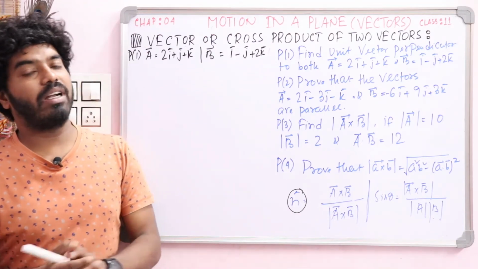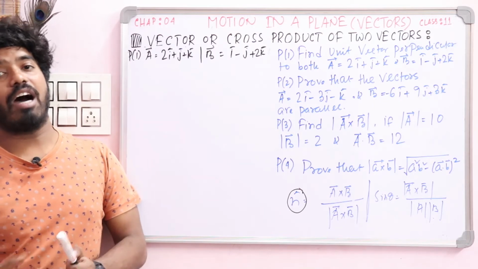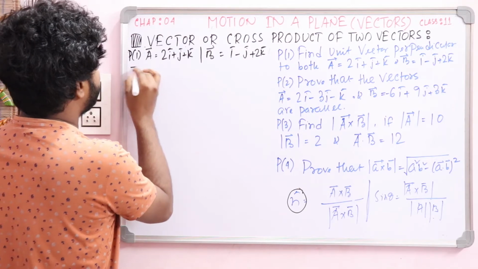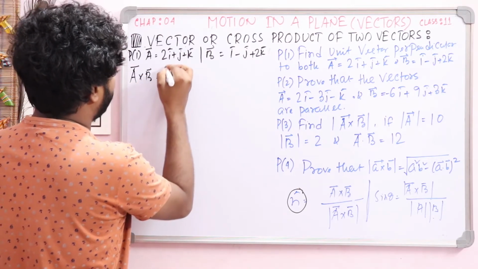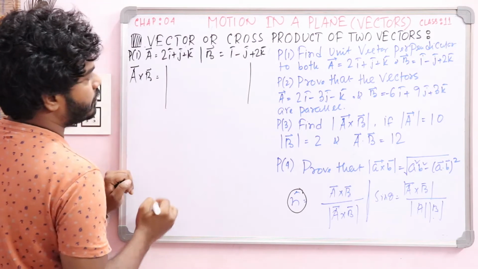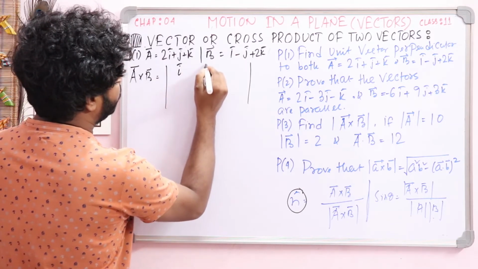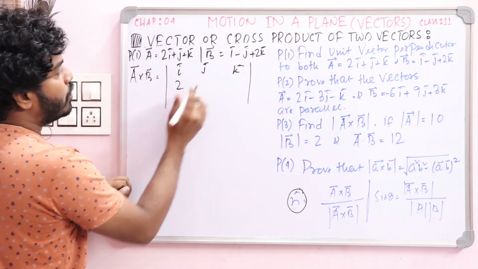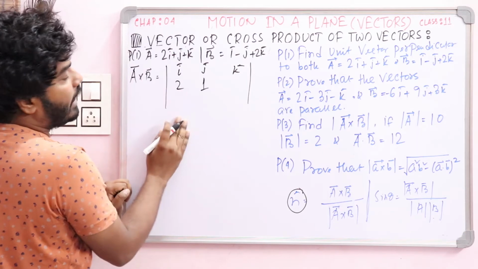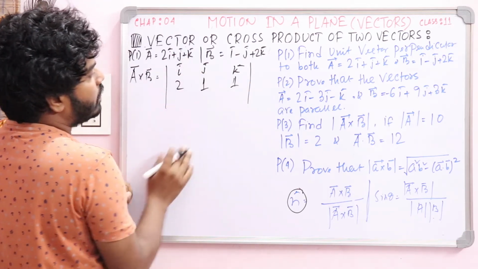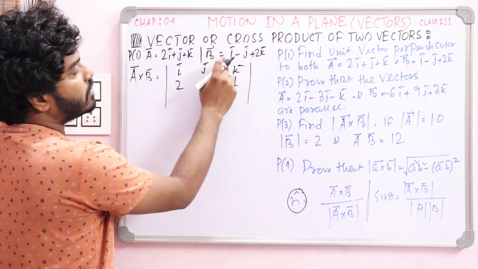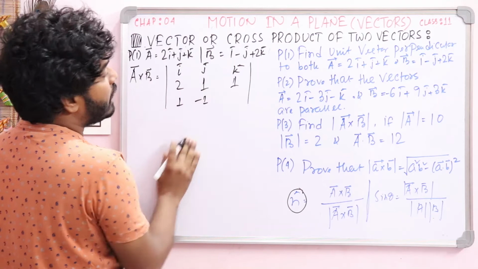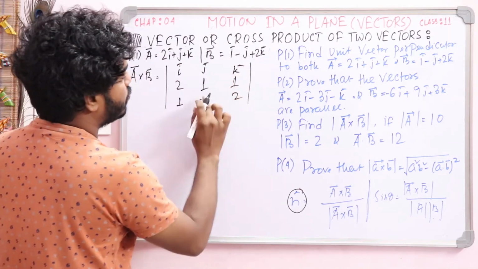So at first you have to find a cross b, and we already learned how to find a cross b. Okay, find it. For finding a cross b, at first you have to write this a cross b in determinant form. At first you write i cap, then j cap, then k cap, then ax, ay, az. Here ax is 2, ay is plus 1, and az is also plus 1, then bx, by, bz. Here bx is 1, by is minus 1, and bz is plus 2.